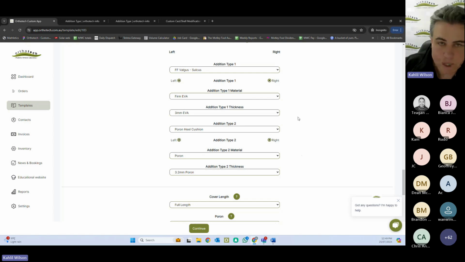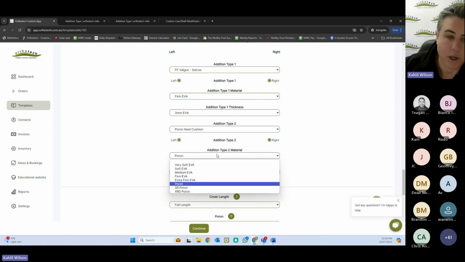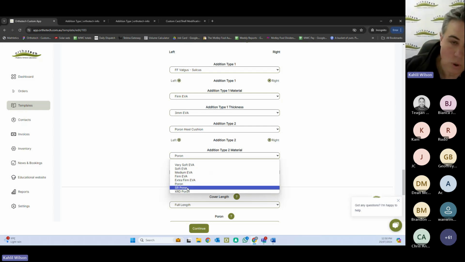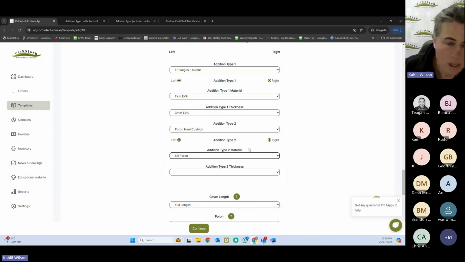These are set up as bilateral. Obviously, if it's only left-sided, you take away the right. So you got poron 3.2. You may want to go 6.4. You may want to go for a slow release poron. The XRD poron is actually a little bit firmer. It's more for shock absorption. So I'd probably recommend the medical blue poron or the red slow release poron, depending on what you want to do.